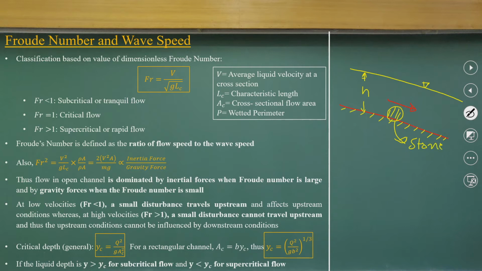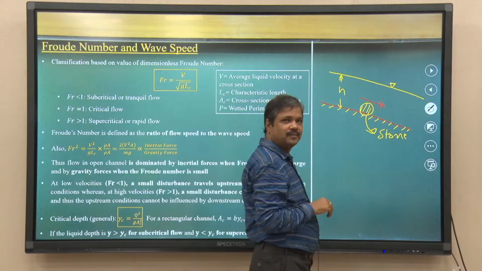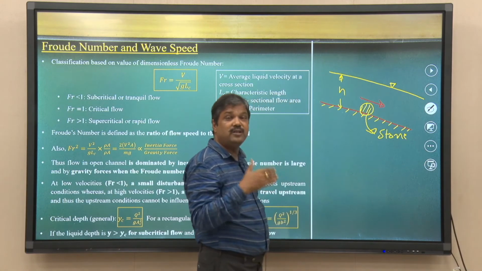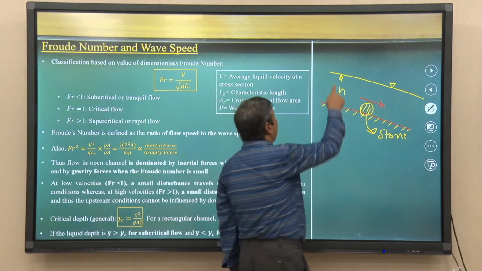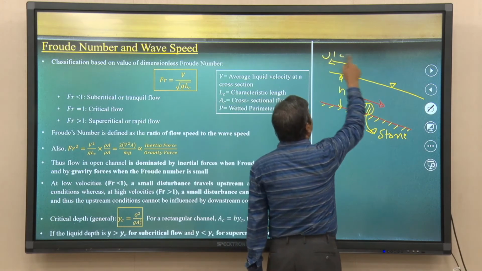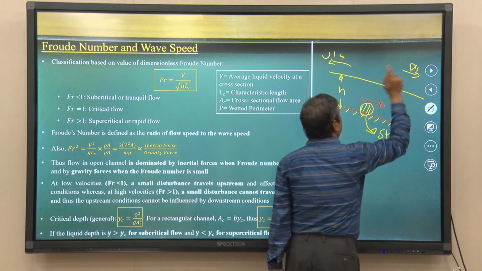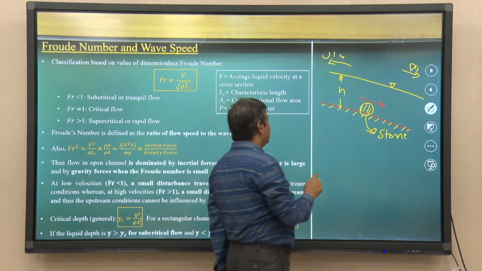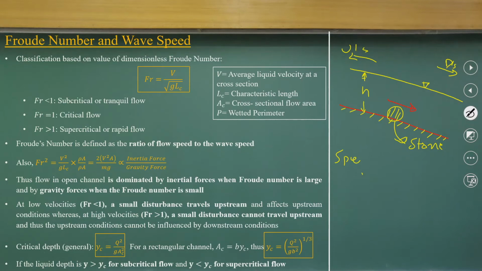or you just dump stones here, or you throw a stone into a river, it creates a disturbance to the flow system. Once it creates the disturbance, how does it propagate, because there is an upstream and a downstream? Because of this disturbance, what is the wave speed, the speed of a surface water wave?